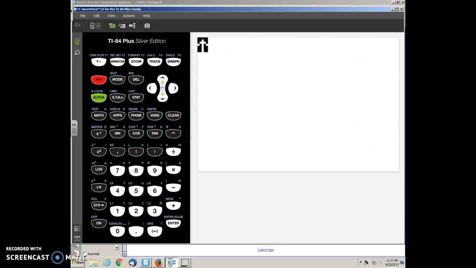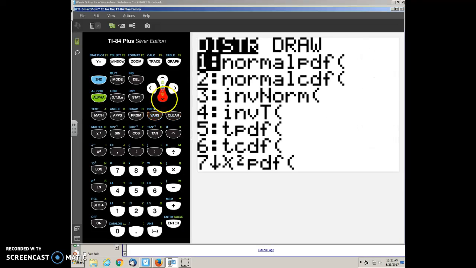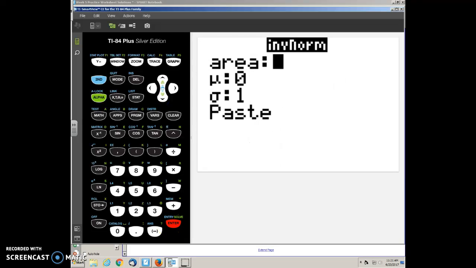So let's go second, vars. It's number 3 on our list. You can see these are the ones most often used. So the first number you put in is the area to the left, 0.75. Always area to the left. Notice 25% was the number in the question, but that's not the number we use, because 25% is the area to the right. So 75% is the area to the left.